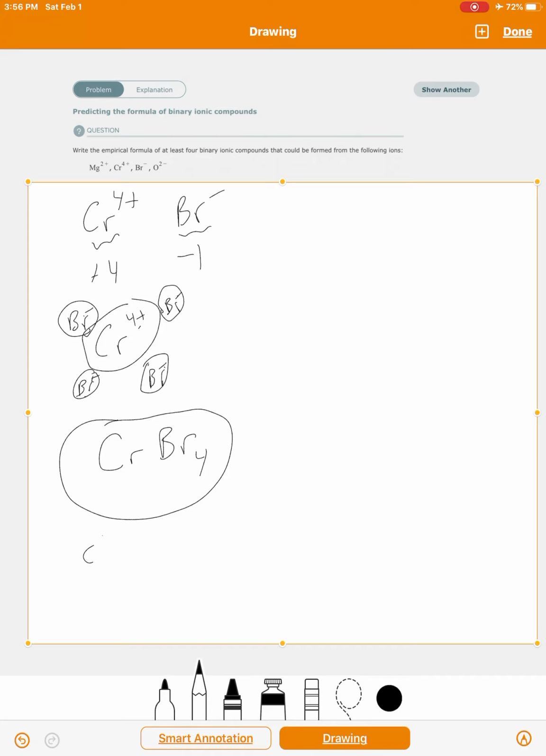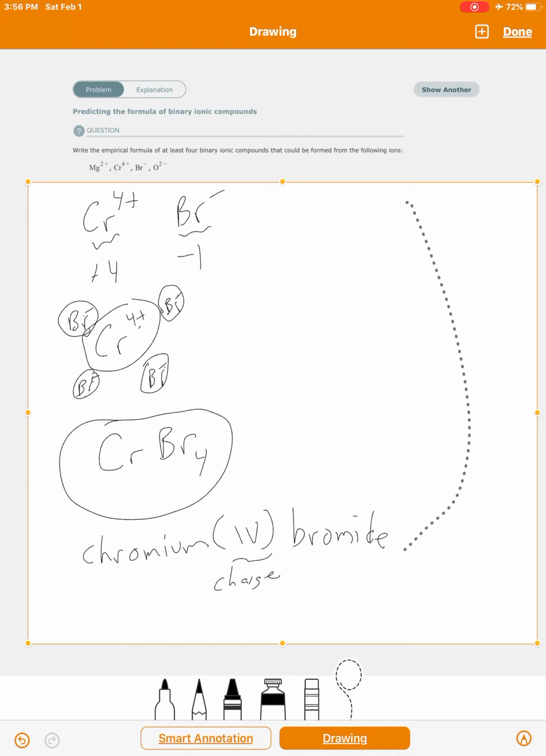This one would be called chromium. Again, you name the metal. But in this case, because chromium is a transition metal, with transition metals we use a system called the Stock system, where we put the Roman numeral 4 to indicate the charge of the metal ion. And then again, you just name the nonmetal, change the ending to -ide. So chromium(IV) bromide. Okay, so there's that one. It's a 1:4 ratio, 1 chromium for every 4 bromines. If you actually analyze the compound and tried to measure what the ratio was, you get a 1:4 ratio there.